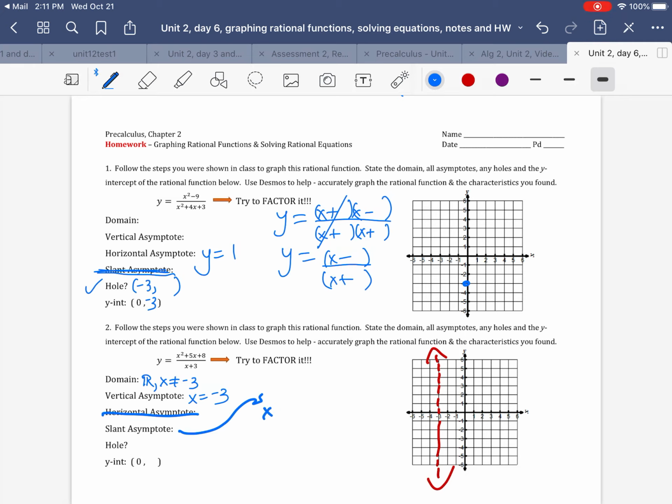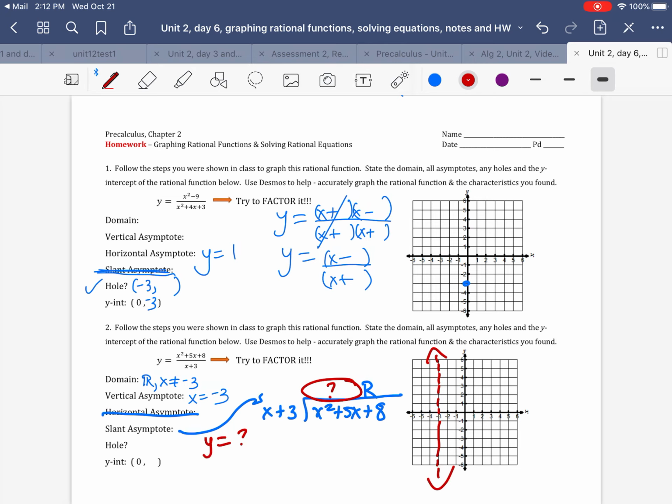So for a slant asymptote, I'm going to need to see some long division. Divide x plus 3 into x squared plus 5x plus 8. And there's going to be a remainder and all that. But what we're interested in is this piece right here. Whatever that comes out to, that is the equation of your slant asymptote. So y equals whatever is right here, and then you're going to draw that line on your picture.